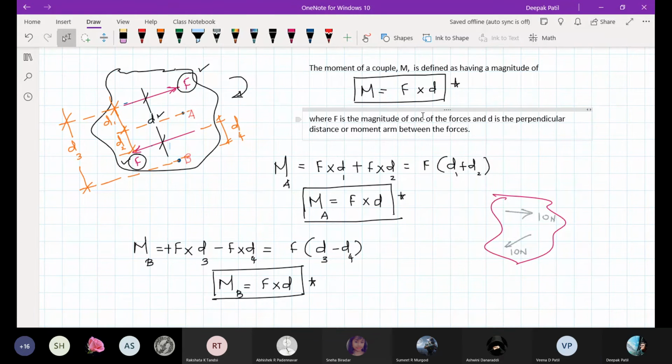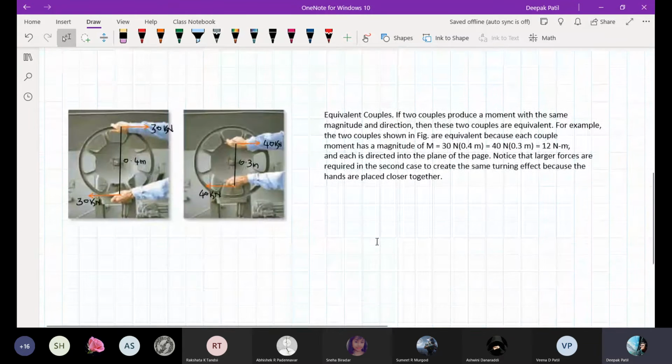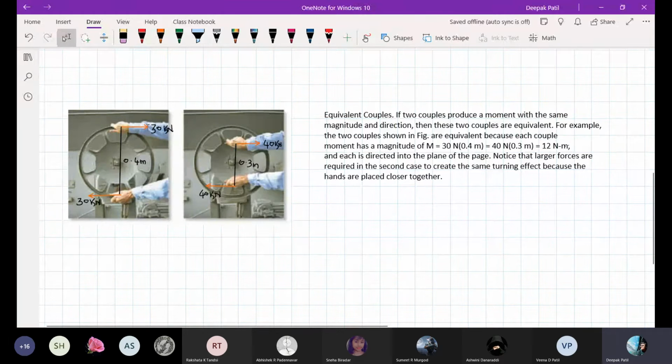Okay then, let us see one simple example here. You can see this is one rotating disc. First, a person is applying a force of 30 kilonewton on this side, and at the same time applying 30 kilonewton on this side, and the distance between his hands is 0.4 meters. The same person on the same wheel now applies 40 kilonewton on this side and 40 kilonewton on this side.